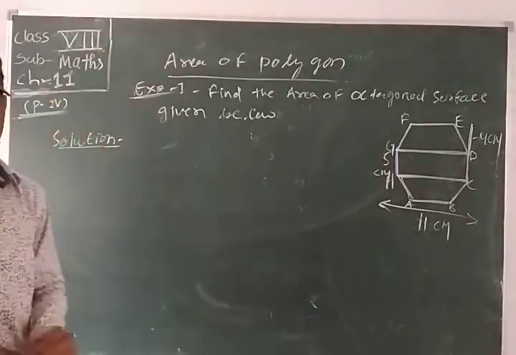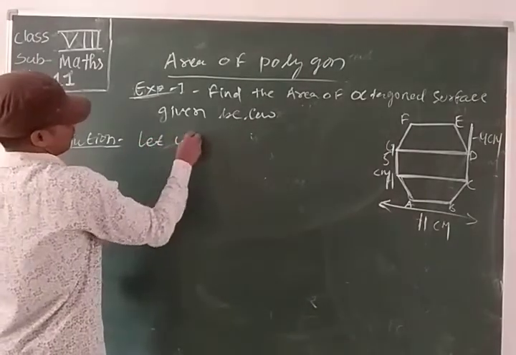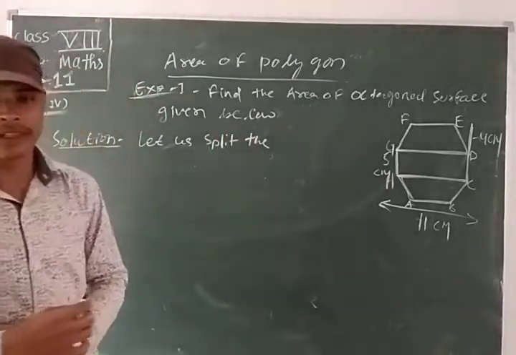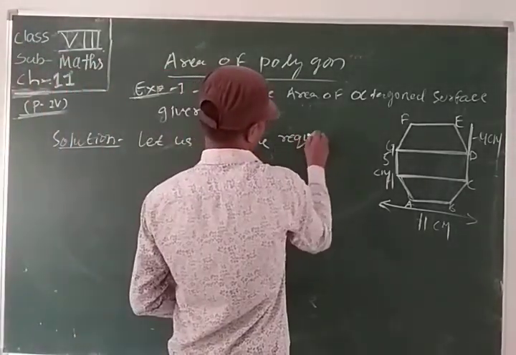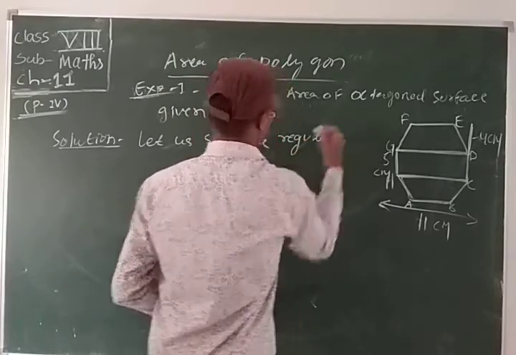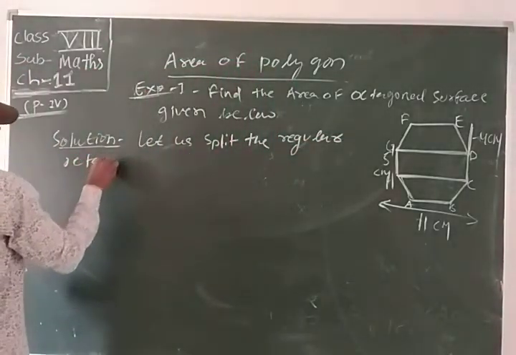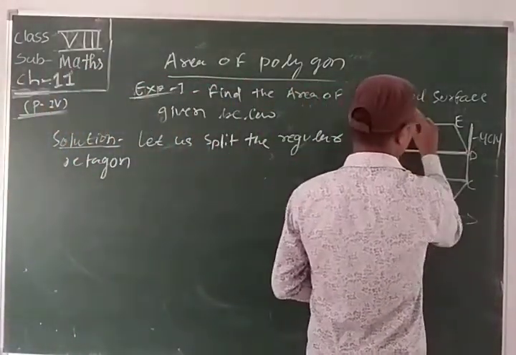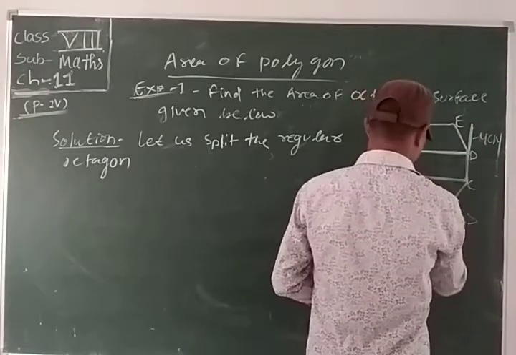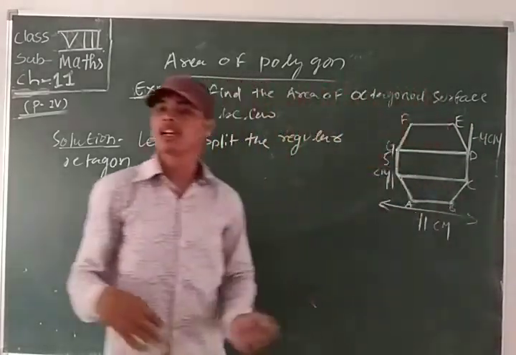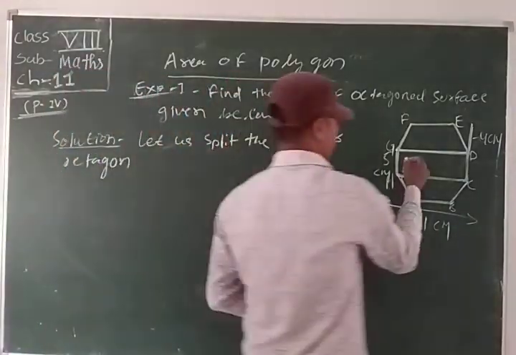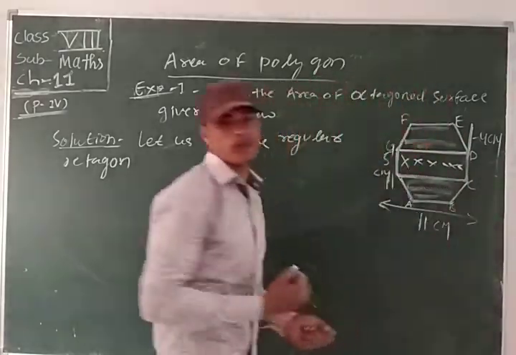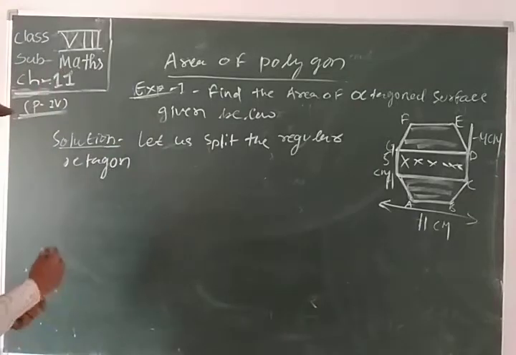Let us split the regular octagon. When we split, it means we cut it. Here we cut 1 trapezium. Here is the rectangle, and here is another trapezium. How many figures do we split into? 3 figures. Here is one, and here is another. Clear about it?